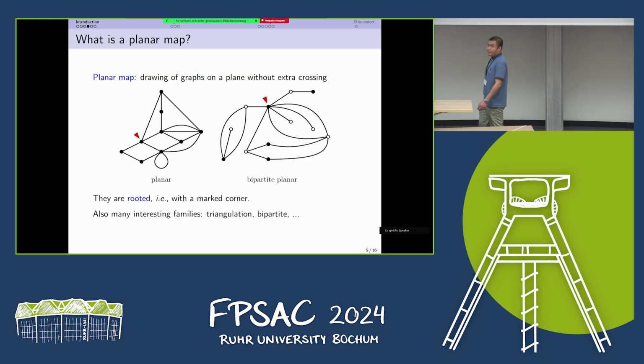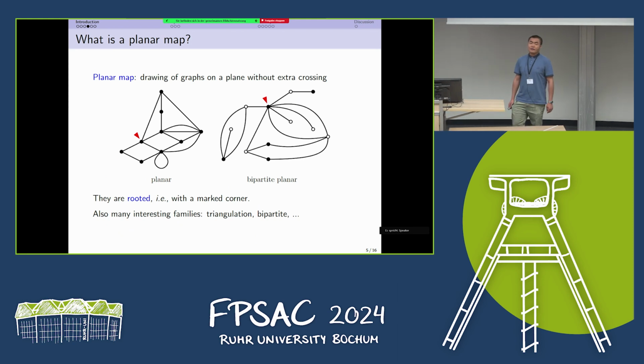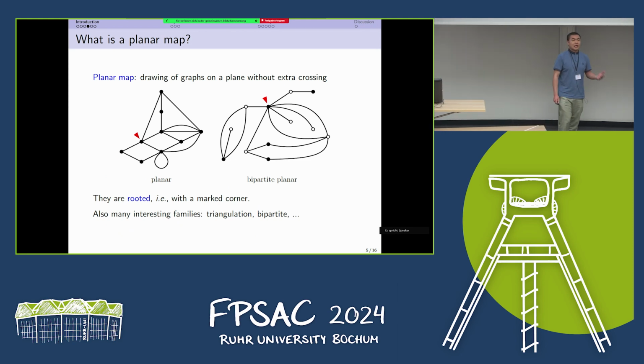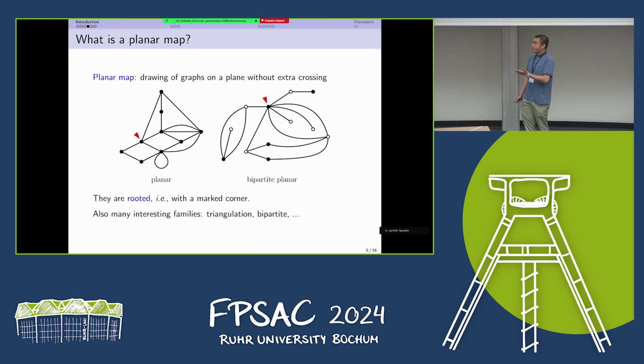So what is a planar map? It's simply a drawing of a graph on the plane such that all the edges cross only at vertices. And we define it up to continuous deformation. Okay, so here are 2 examples of planar maps, and you see that, on the pictures, there are some corners on the outer face, so the infinite face, that are marked. This is because we consider only rooted maps. We mark one of the corners to break the symmetries. That makes counting much easier.